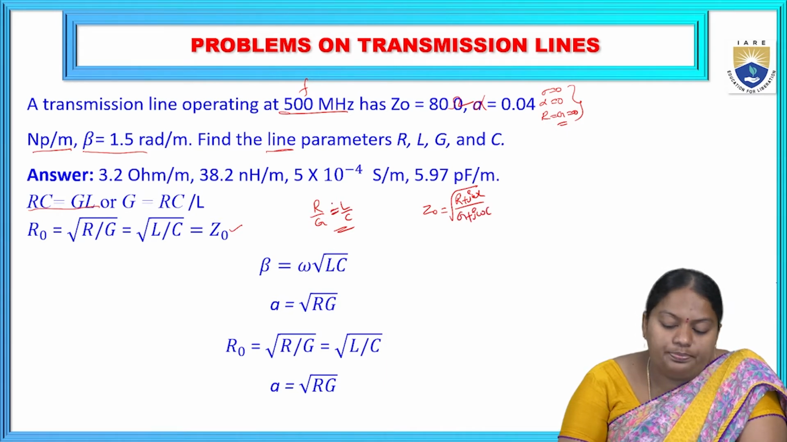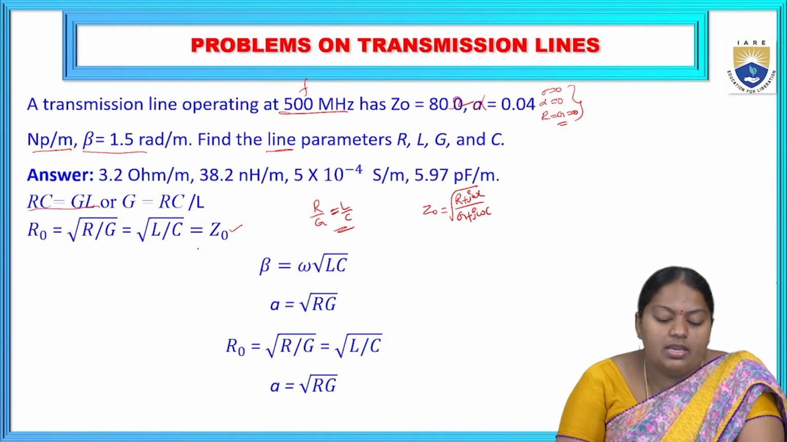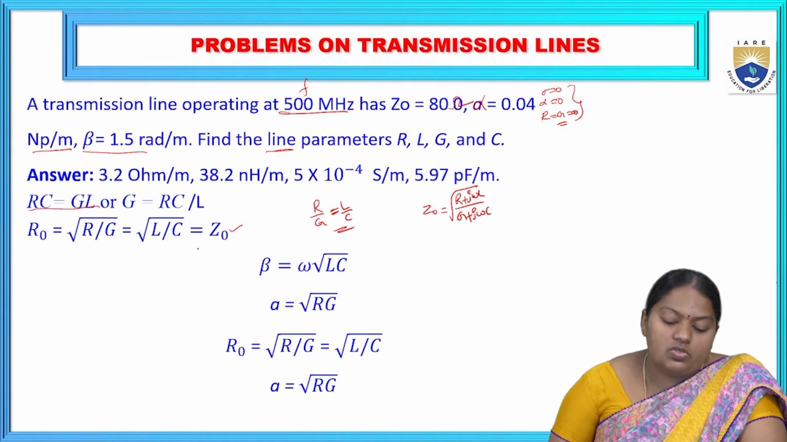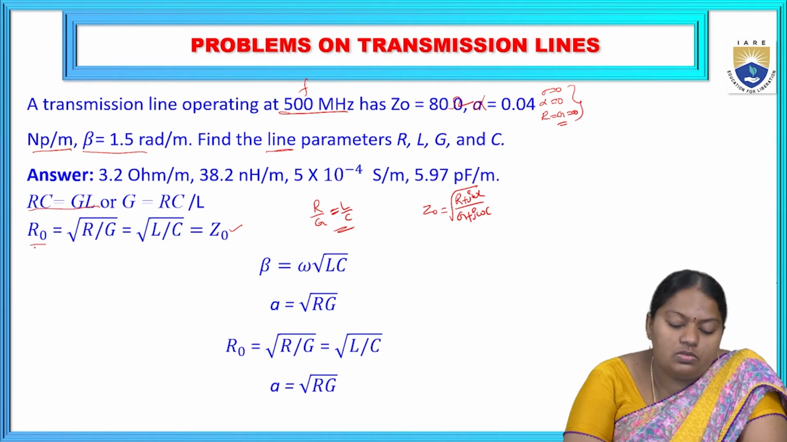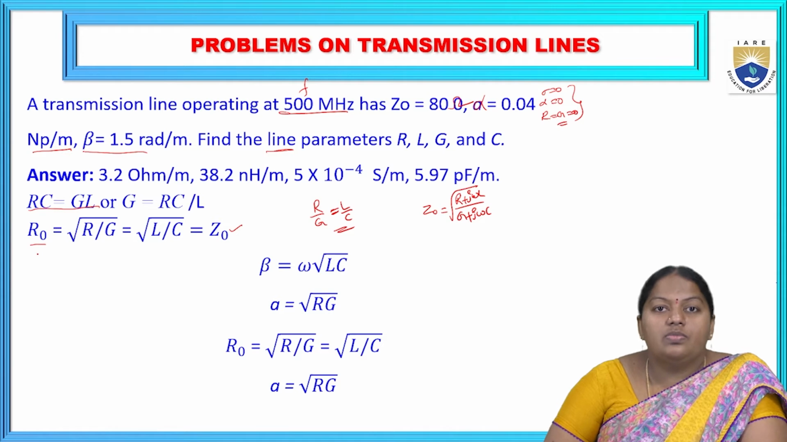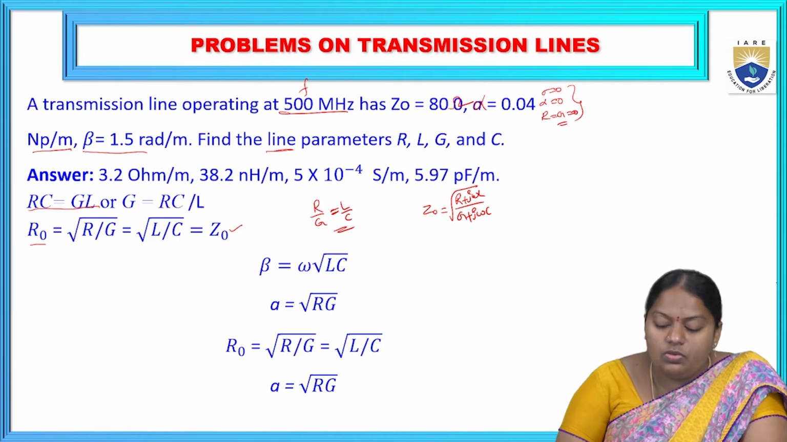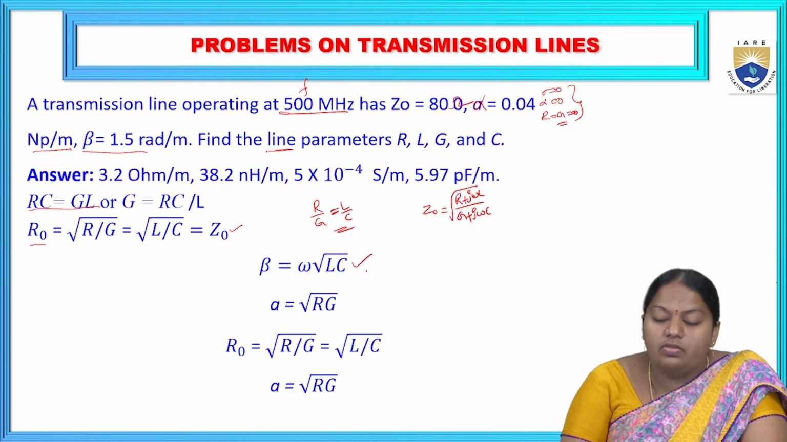Now it becomes R naught equal to root of R by G, or sometimes root of L by C, which means that characteristic impedance Z0 is nothing but the resistance value, as sometimes we use the notation R naught also. And we know that beta is given as omega root over LC, and attenuation constant alpha equal to root RG.